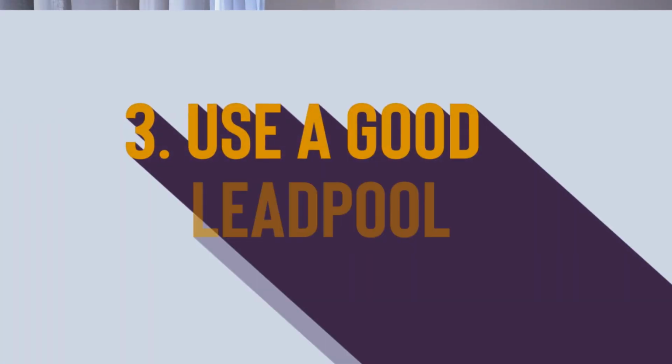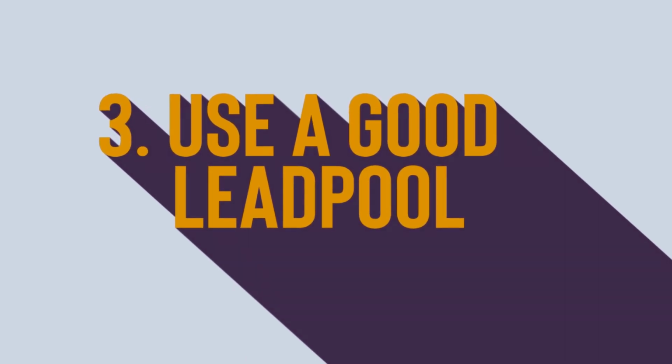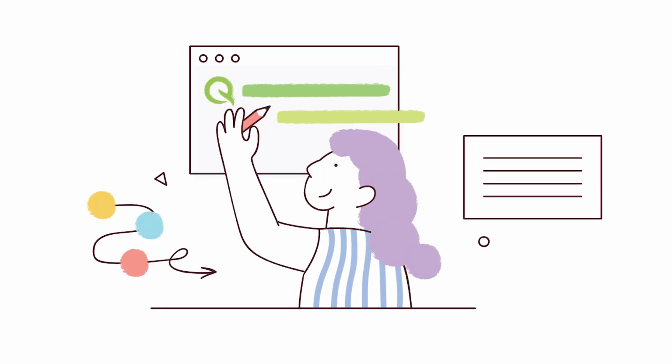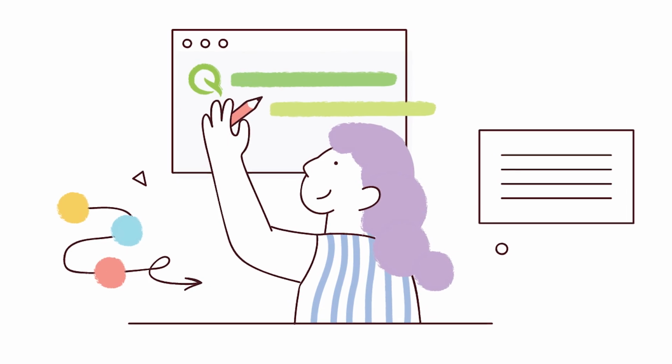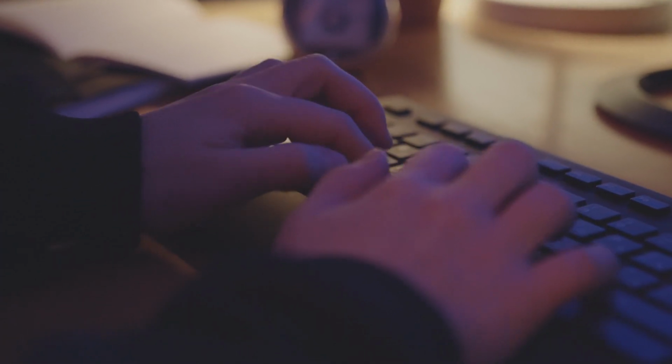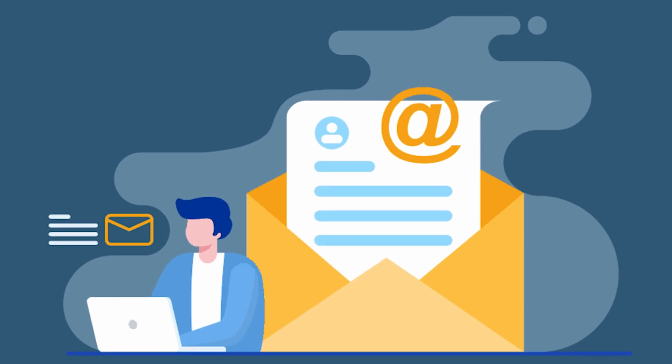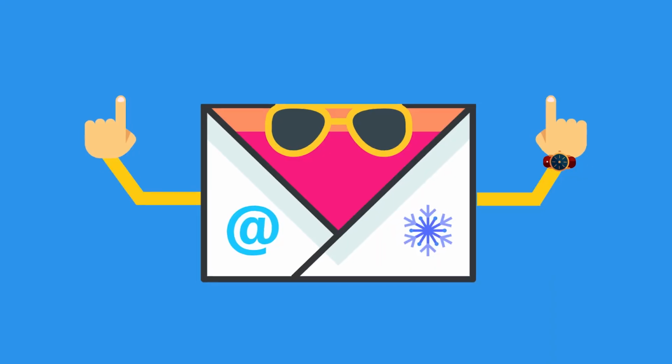Number 3 is use a good lead pool. A lead pool is basically a list online of your customers that you can scrape. Now, that could be from Google Maps. That could be from searching top manufacturers in the Midwest. You want to find a list of these companies so then you can build a lead list. You want to find the emails, the names, and any other information you need to create your cold email campaign.